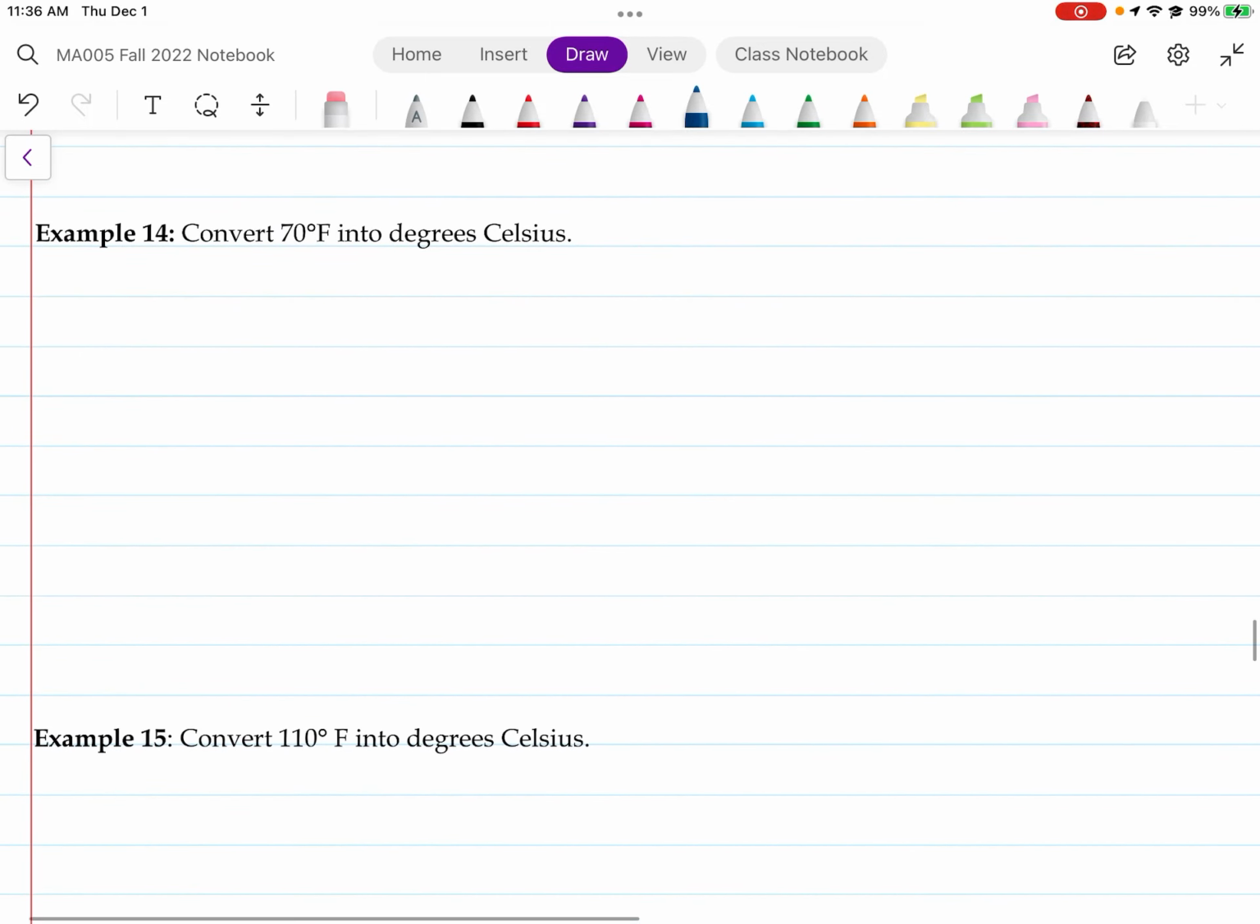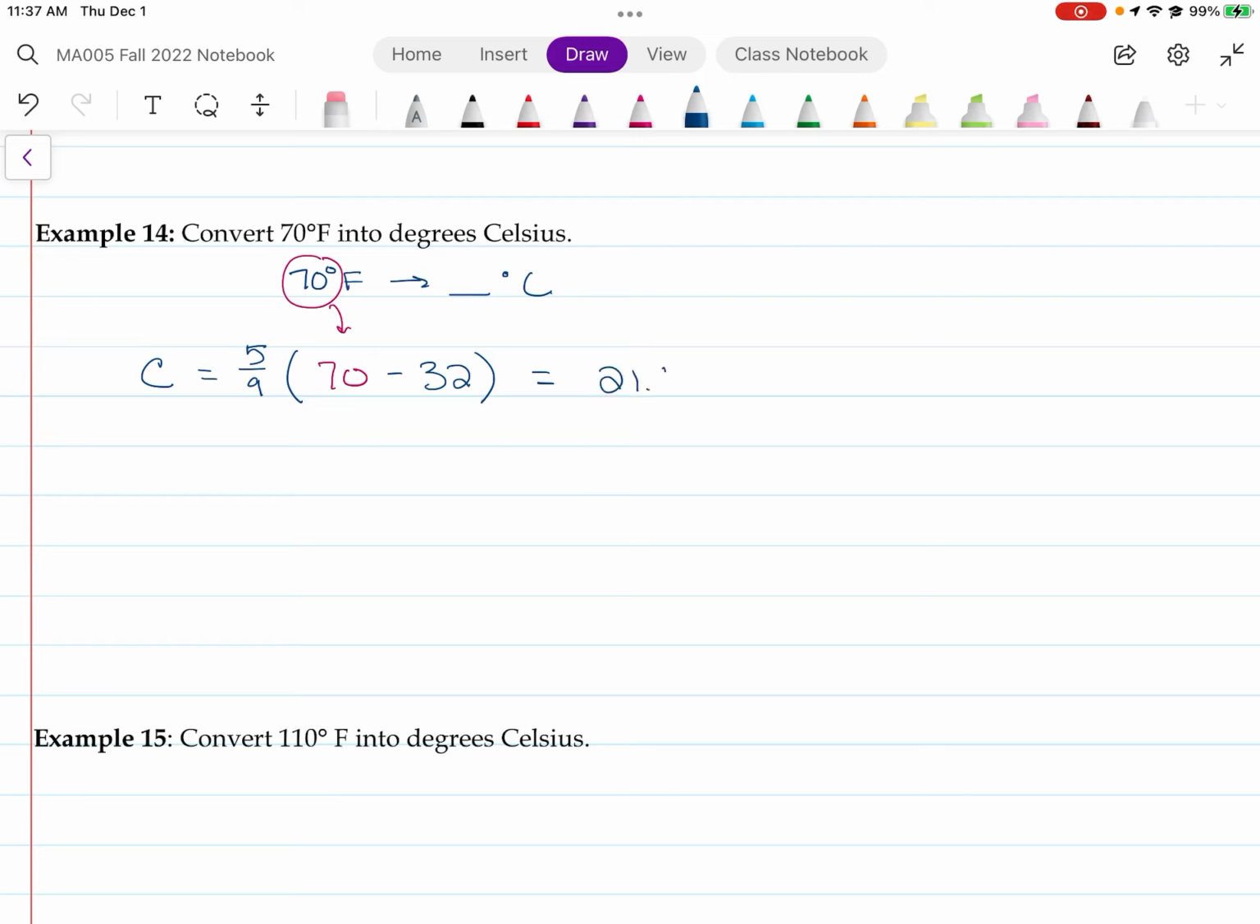We're going to convert 70 degrees Fahrenheit into degrees Celsius. Going from Fahrenheit to Celsius, we need the one that equals Celsius: 5/9 times the Fahrenheit temperature minus 32. The Fahrenheit temperature in this case is 70, and that goes in right there. So 70 minus 32. At this point, it's just a calculator problem. Make sure you know how to use your calculator properly. If you're not getting the right answer, ask someone, and you get 21.1 degrees Celsius. Why don't you try number 15 on your own?